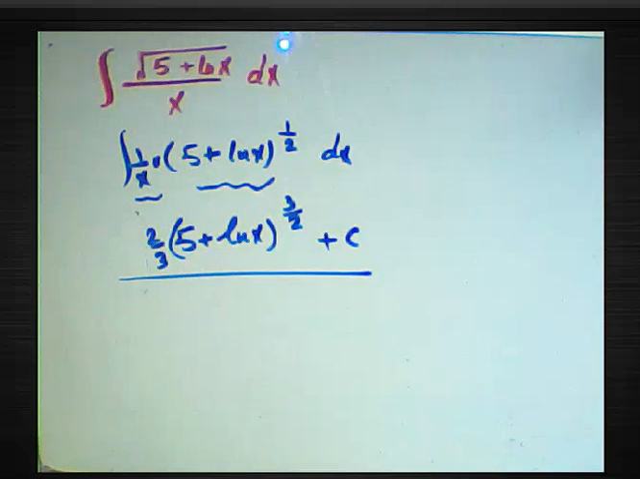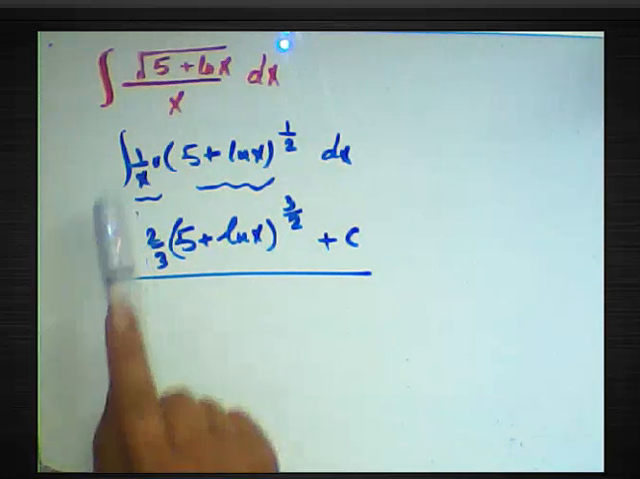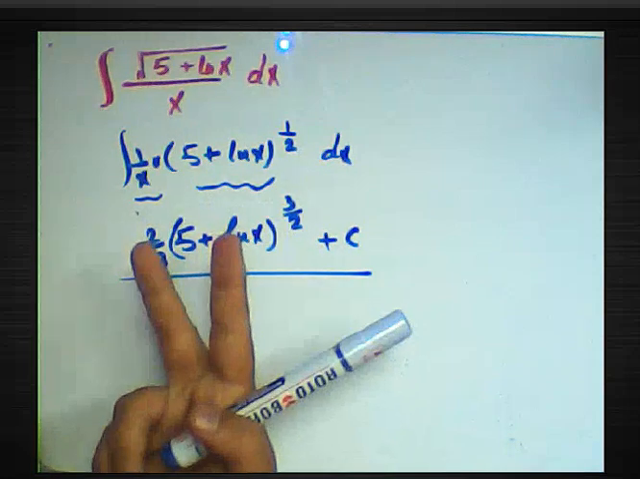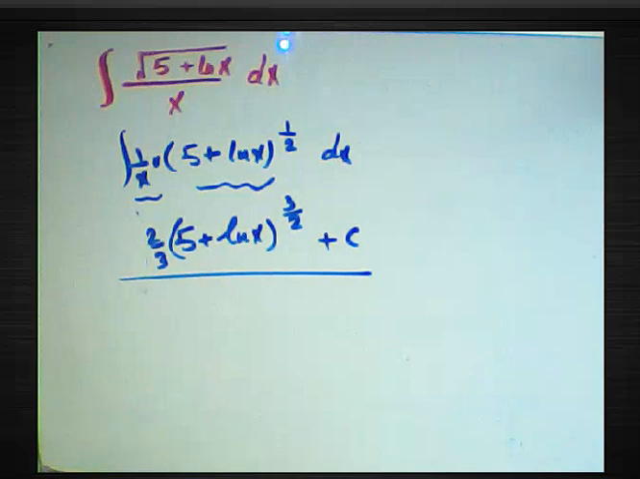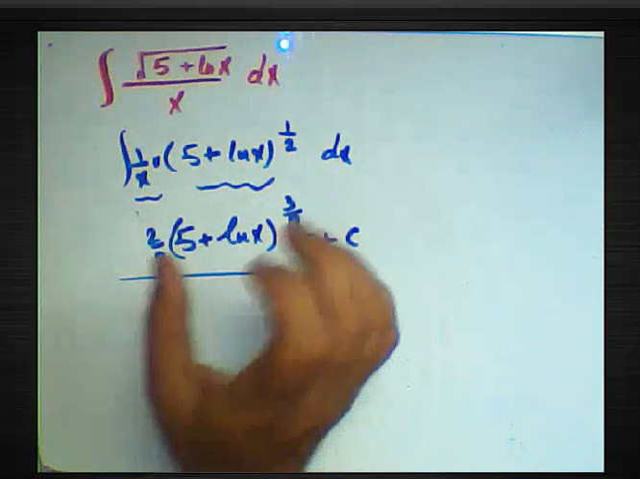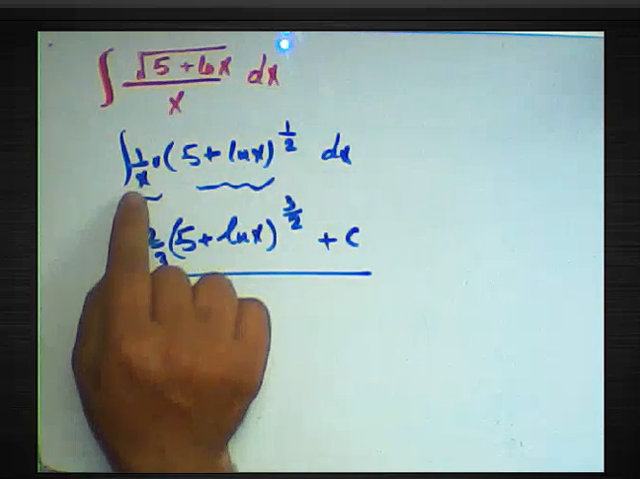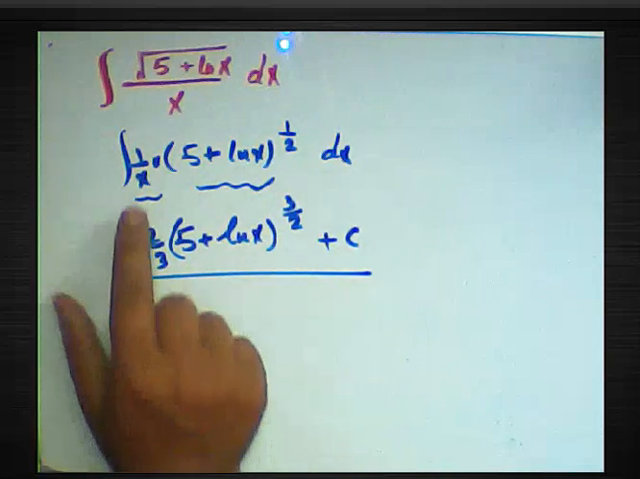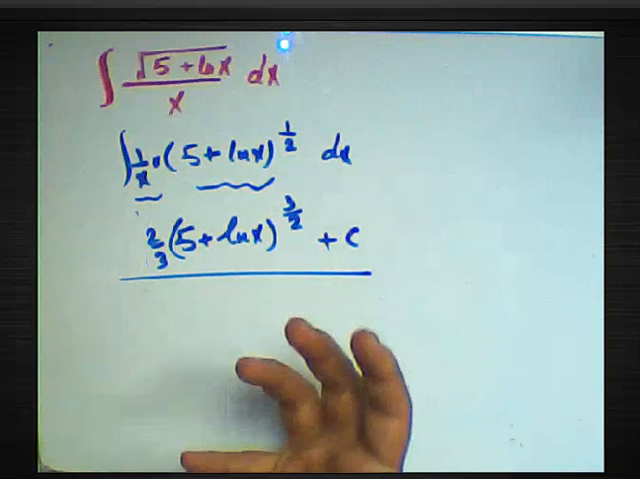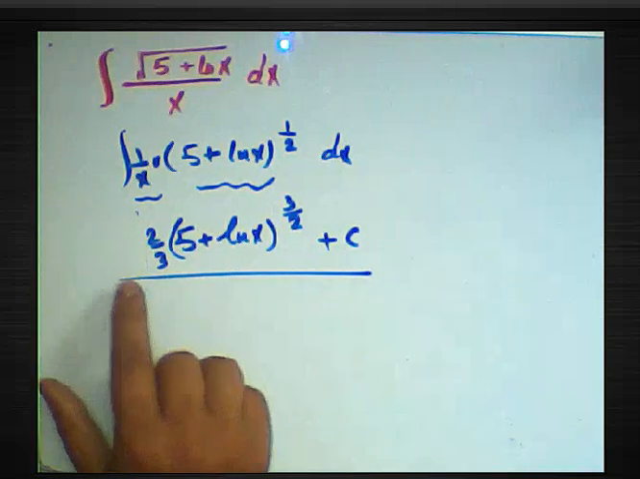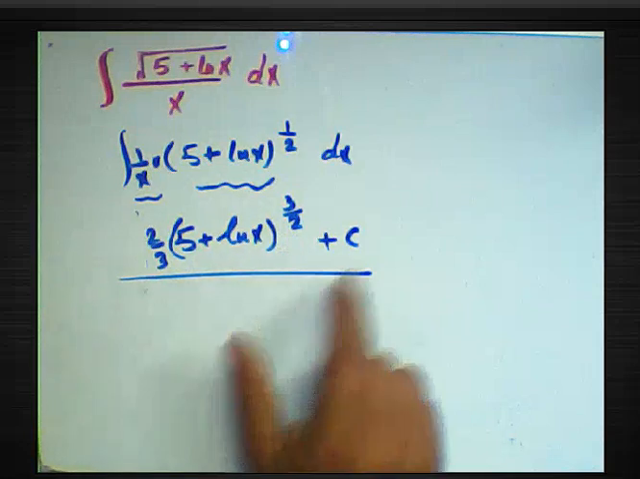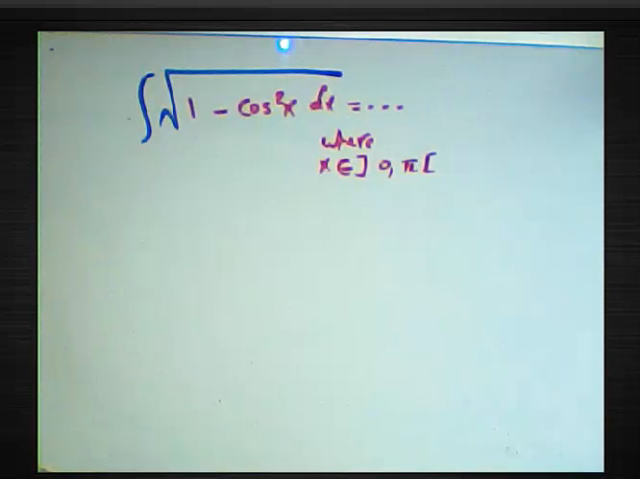Again, this function means 1 over x multiplied by 5 plus ln of x to the power half. We have a multiplication of two functions. The derivative of 5 plus ln of x is 1 over x, behind it, so we cancel the derivative of this function, add 1 to the power and divide by the new power. So the result will be 2 over 3 multiplied by 5 plus ln of x all to the power 3 over 2 plus constant.